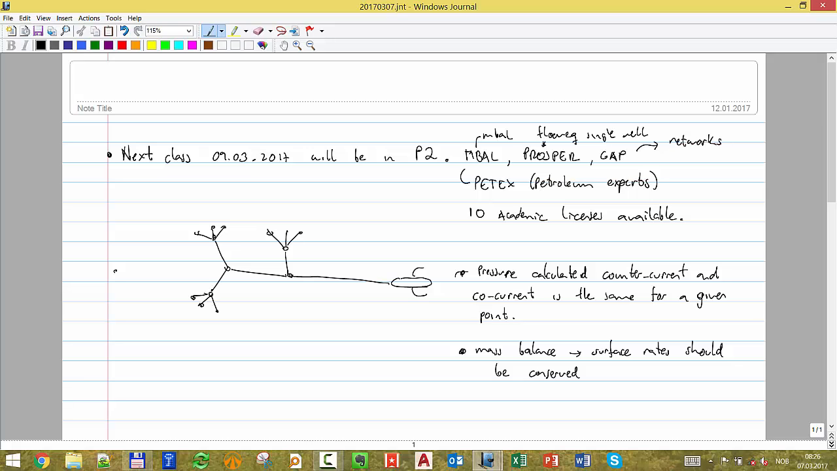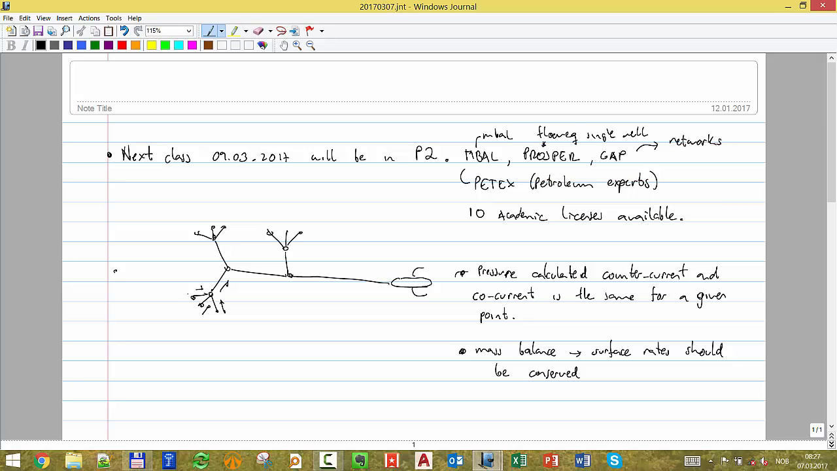Okay, there is no magical disappearance and appearance of mass. You just all the time have to conserve it. That is to say that if I have a rate coming to this junction, the sum of all of these rates should be equal to the rate coming out.